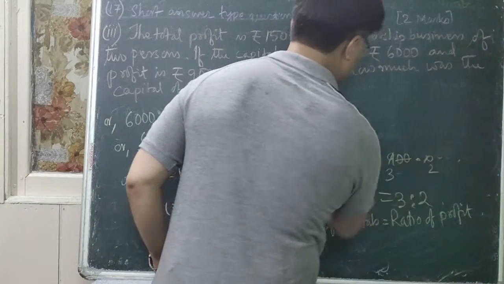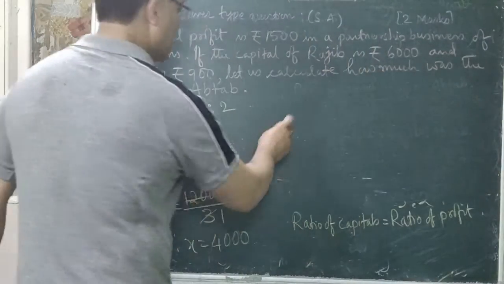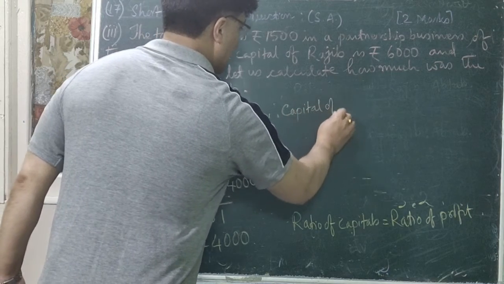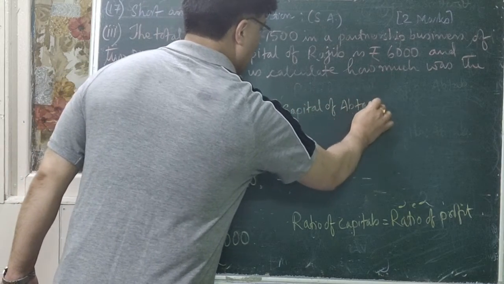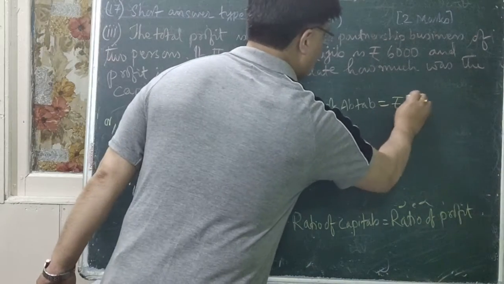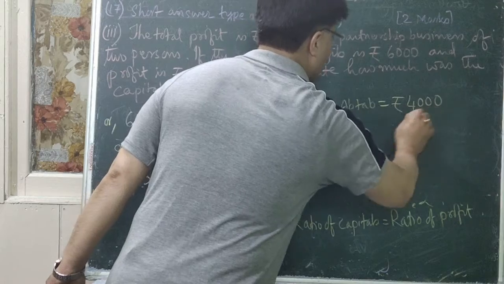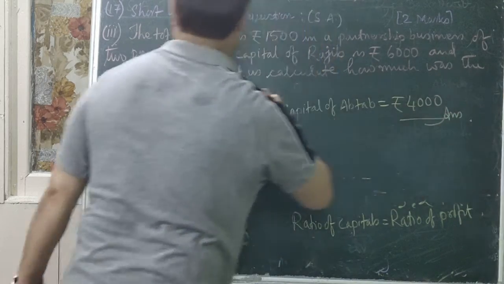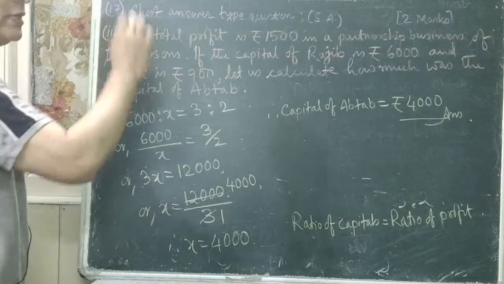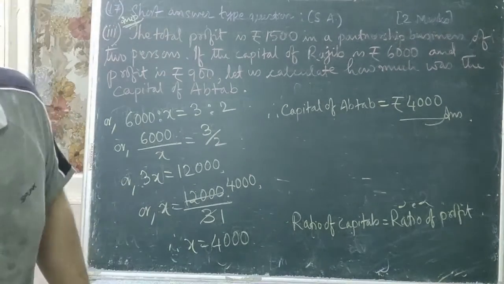So let us write down the answer now. Capital of Aftab. So what was the capital of Aftab? Capital of Aftab is equal to rupees 4,000. So this is the answer. So this question is very, very important, right? But this question carries only 2 marks. You can copy it.